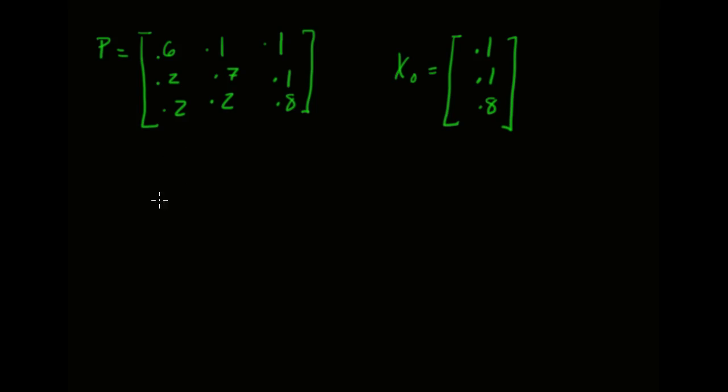So I want to know what is x3. So remember, x3 is P cubed times x null, right? So that's going to be P times P times P times x null, which ends me up with the matrix. You can just use the caret in MATLAB: P caret 3 star x null would get it to you.